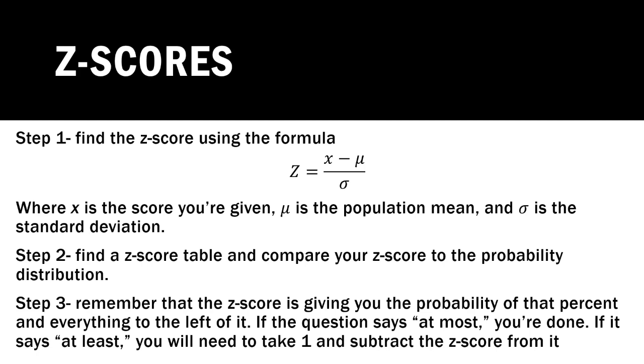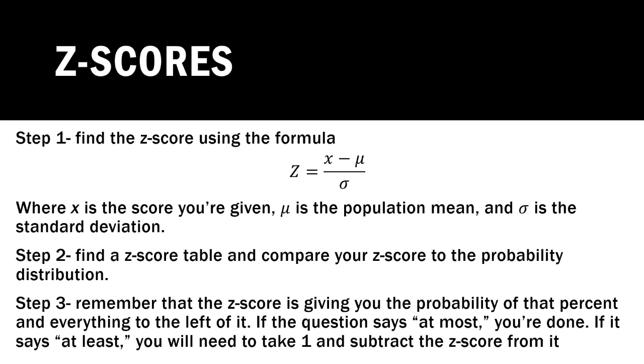So first, find the z-score using the formula. Z equals x minus mu over sigma, that little sideways 9. I forget the name of that. Or to put it in normal speak, take the score you're given, subtract the population mean, and then divide it by the population standard deviation.